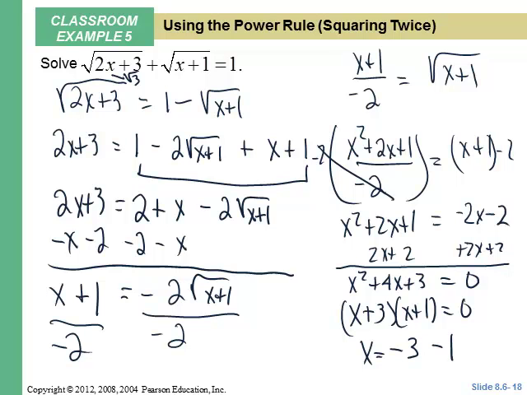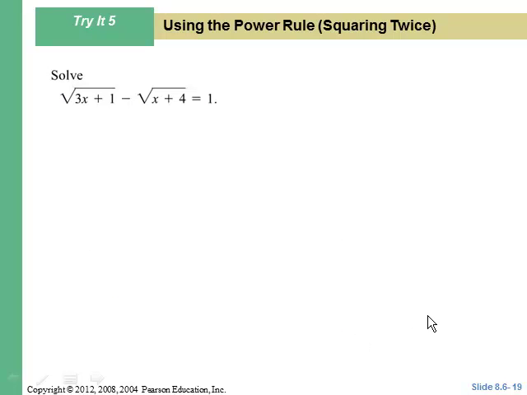And that doesn't work either. No, negative 2 plus 3 is 1, square root of 1. Negative 1 plus 1 is 0. So yes, negative 1 does work. All right, you do this one.